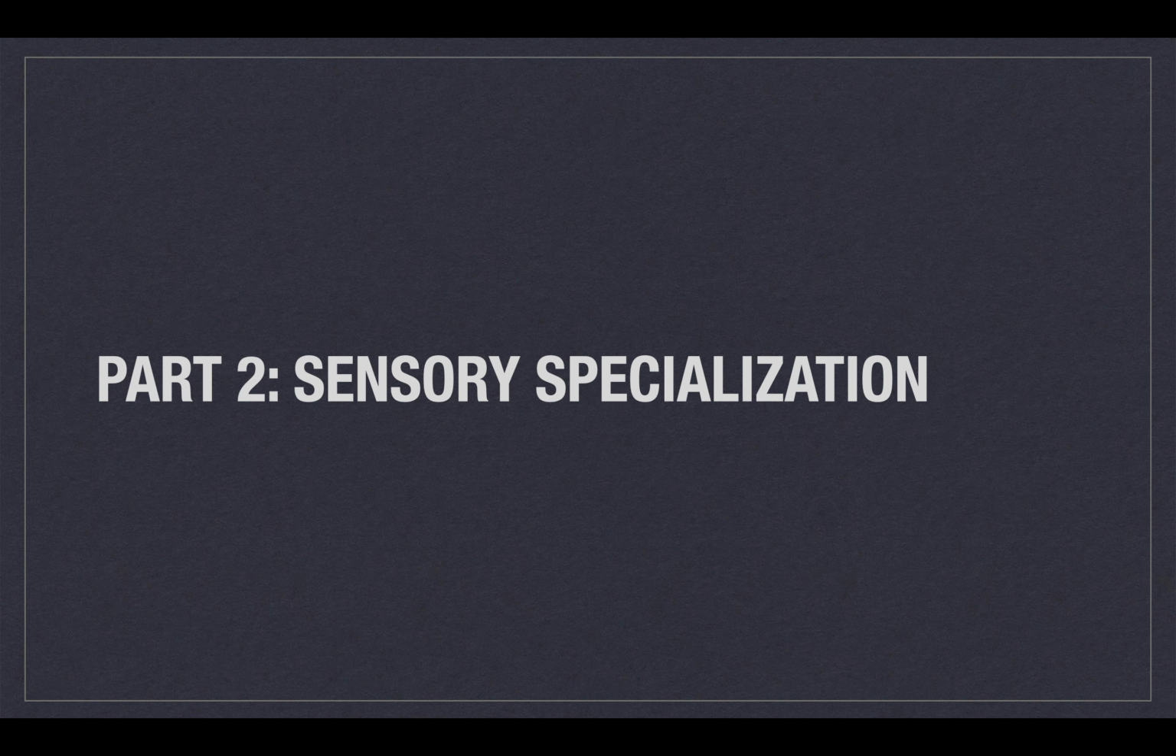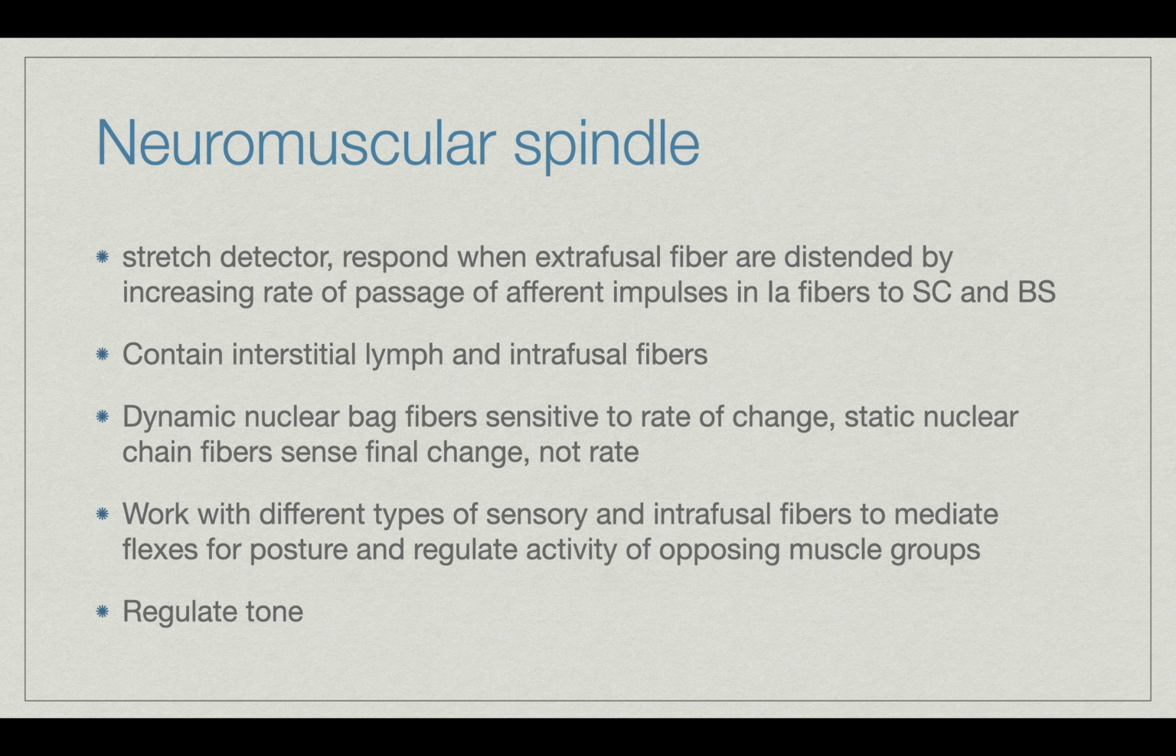So part 2 is the sensory specialization. In the muscle, there are the neuromuscular spindles, which are stretch detectors, and those respond when the extrafusal fibers are distended by increasing the rate of passage of afferent impulses in the IA fibers to the spinal cord and the brain stem. And these spindles contain interstitial lymph and intrafusal fibers.